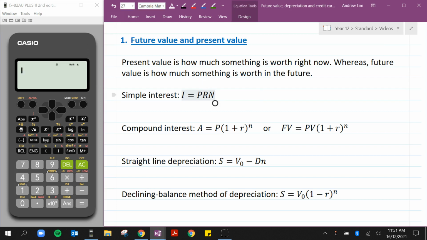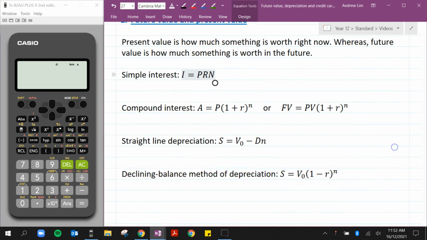Now, interest can be calculated in two ways: simple interest and compound interest. These are the formulas for them. Simple interest I equals PRN. So the simple interest earned is equal to the principal times the rate times the number of periods. This formula is not on your formula sheet.